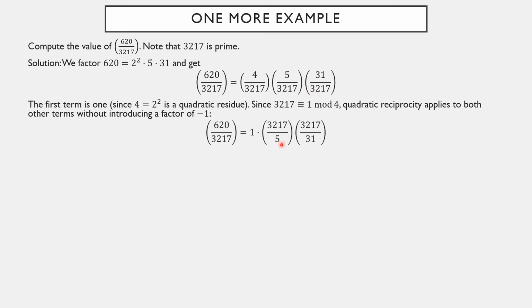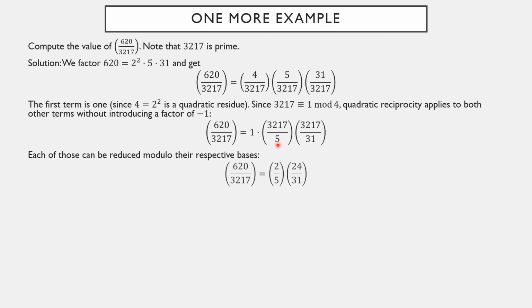But now this term is asking about something mod 5, and this is asking about something mod 31. So simply reduce that large top number, modulo 5 and 31 respectively. 3217 is equivalent to 2 mod 5, and it's equivalent to 24 mod 31. So here I have 1 prime with respect to another, but 2 is not an odd prime. So I apply that other question, what about the other one? Is it equivalent to plus or minus 1 mod 8? No, 5 is not equivalent to either 1 or -1 mod 8. So 2 is not a quadratic residue mod 5. So this first term is a -1.